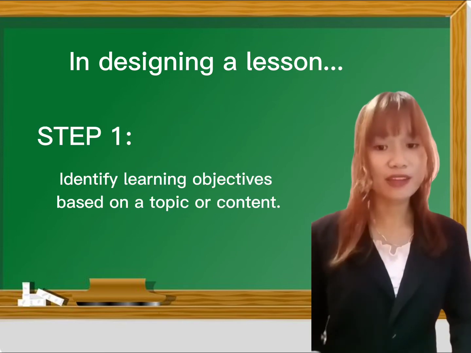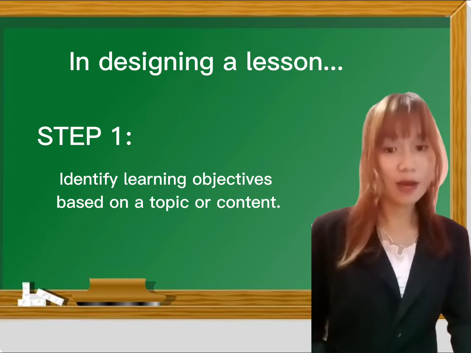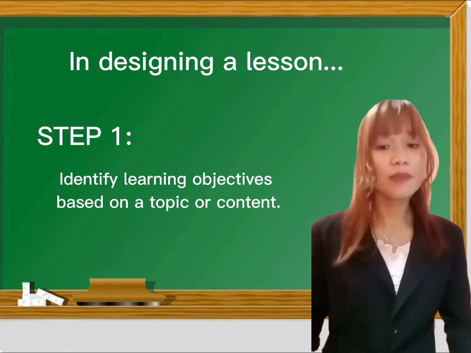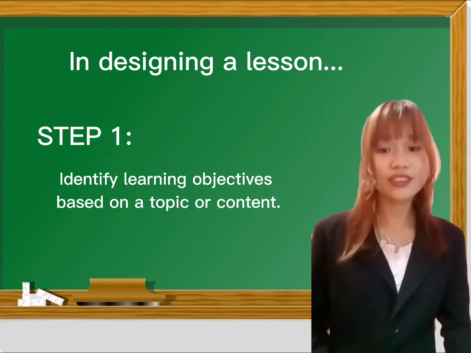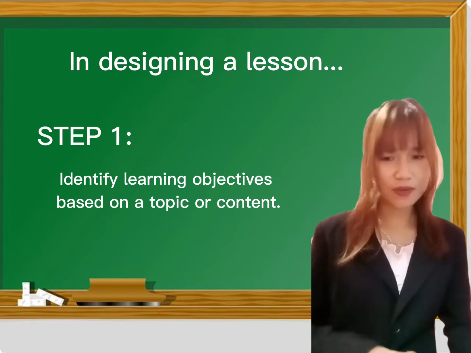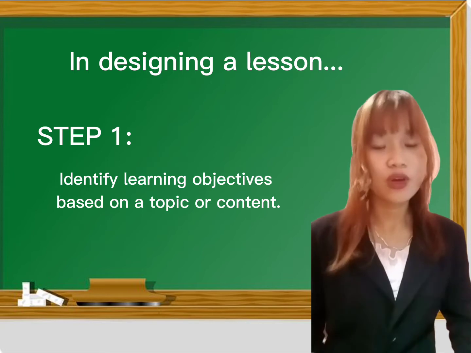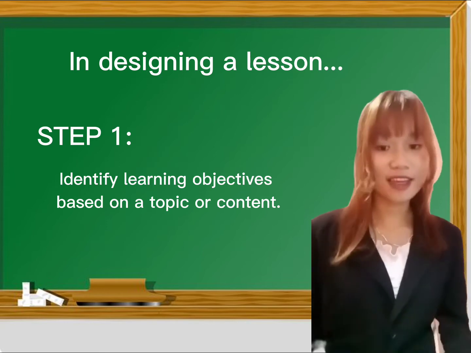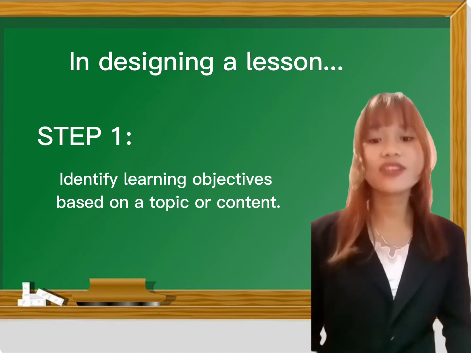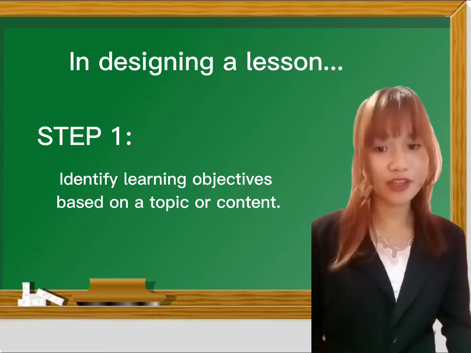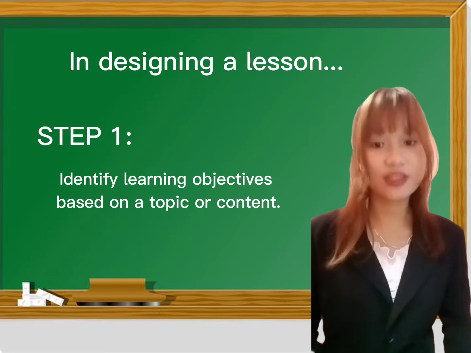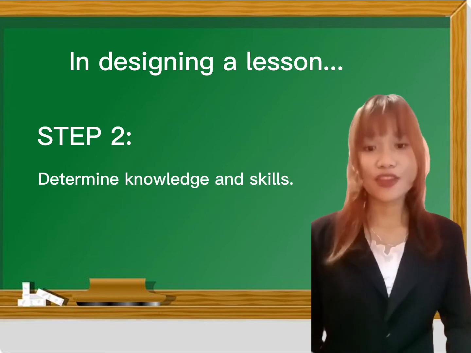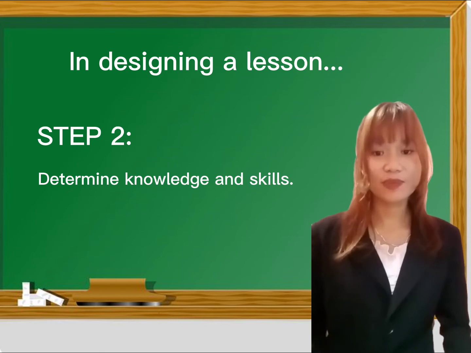So, step number 1, identify learning objectives based on a topic or content. So, in step number 1, first, determine if the objectives are observable or can be manifested by the learner. Second, consider the topic or subject matter that needs to be covered in the lesson. So, in step number 2, determine the knowledge and skills.